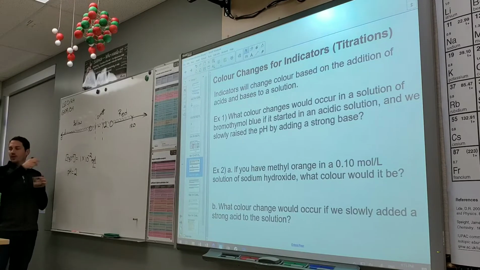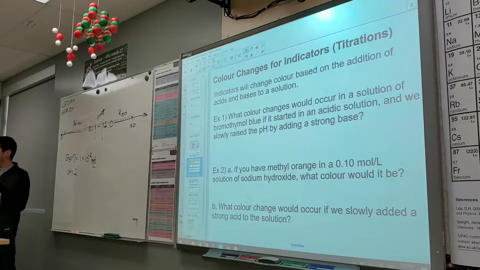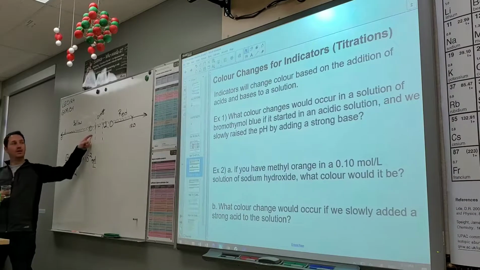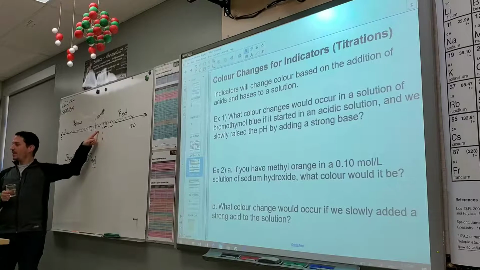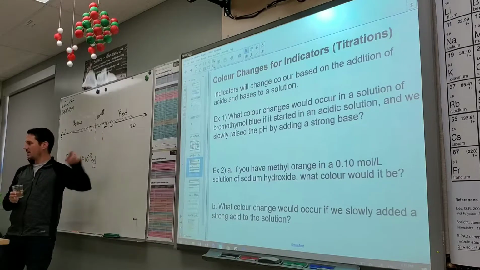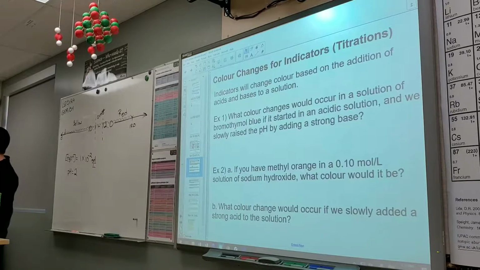I'll see yellow, and then I'll add a drop, and a drop, and a drop, and a drop, and what color will I eventually get to? Orange. And then I keep going, and then I'll eventually see red. Does that make sense? So if I slowly add the base, I'll see that transition.